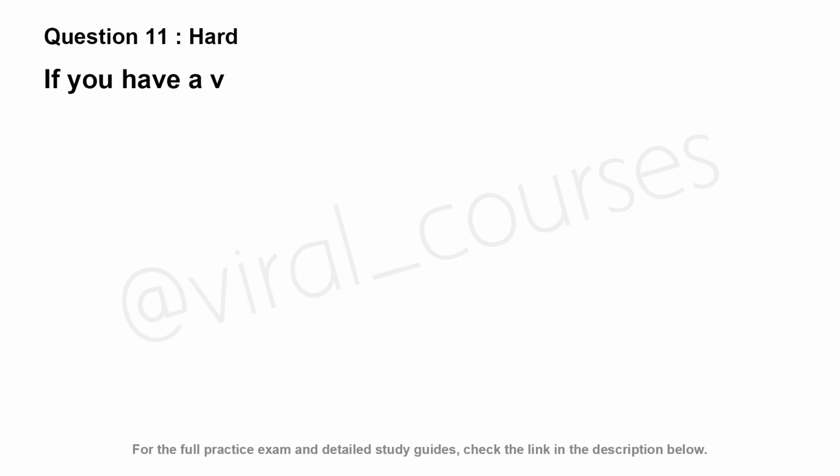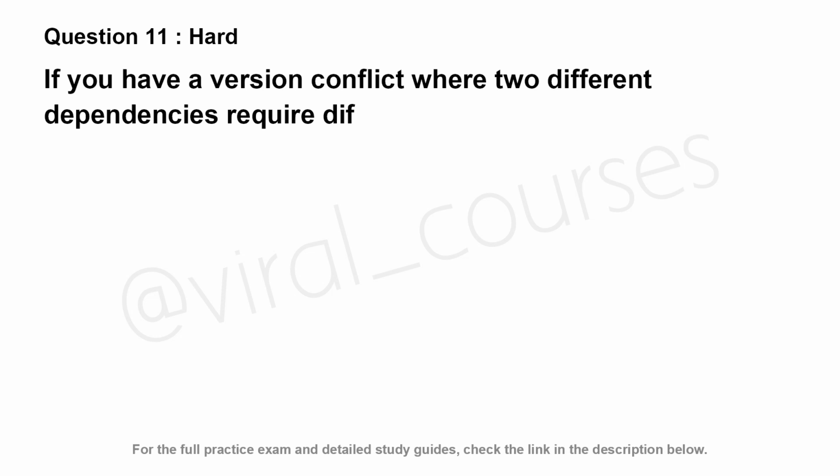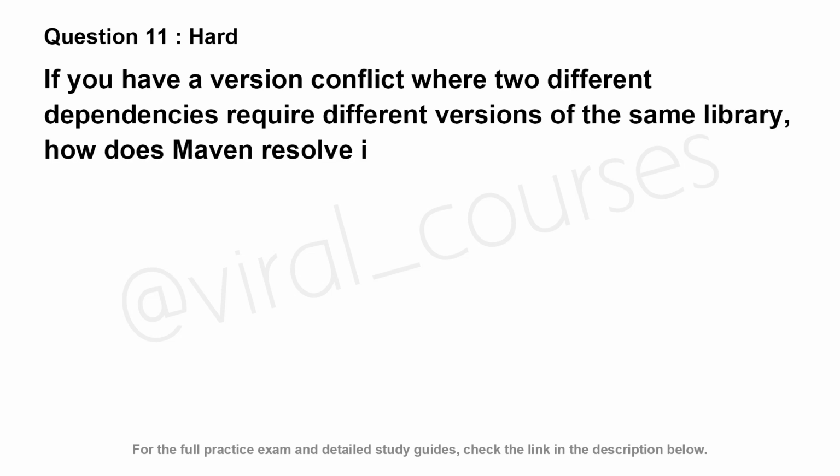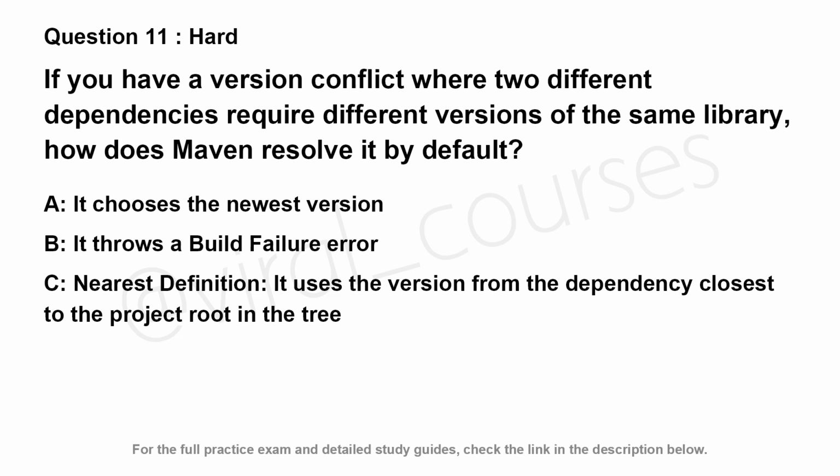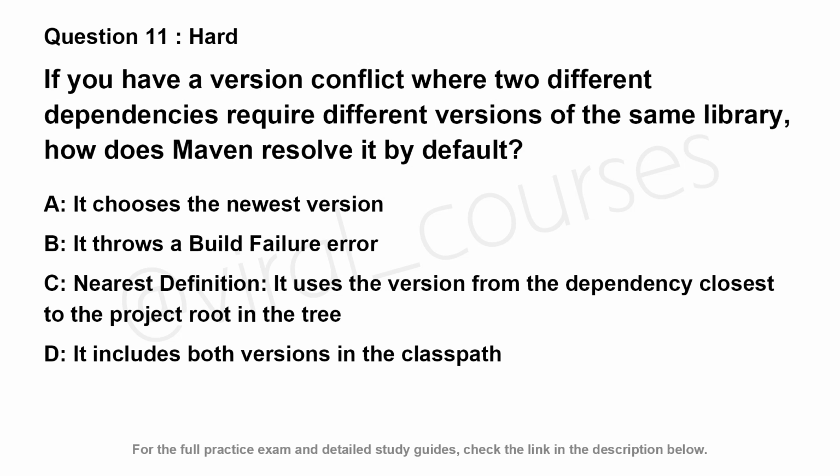If you have a version conflict where two different dependencies require different versions of the same library, how does Maven resolve it by default? Option A. It chooses the newest version. Option B. It throws a build failure error. Option C. Nearest definition. It uses the version from the dependency closest to the project root in the tree. Option D. It includes both versions in the classpath.